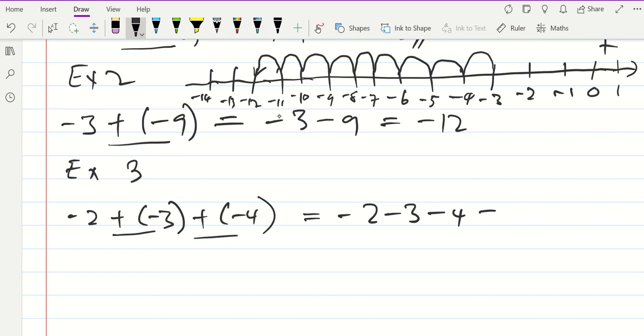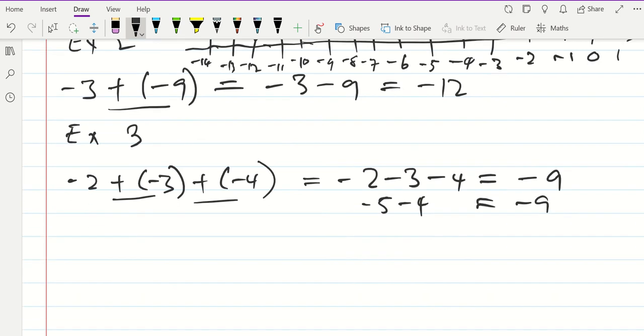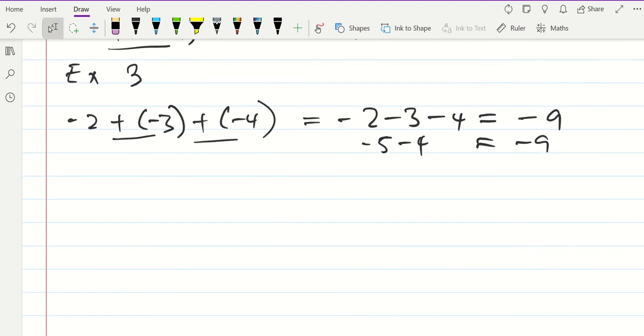So you can do this stepwise. I'm going to do it in one step. In one step, all of these are going to give me negative 9, but you can actually do it stepwise. This becomes negative 2 minus 3, that becomes negative 5 minus 4, which ultimately gives you negative 9. So it's up to you how you'd want to do it. So that was example number 3. We're going to do a lot of examples because I believe that repetition does give you some good experience.